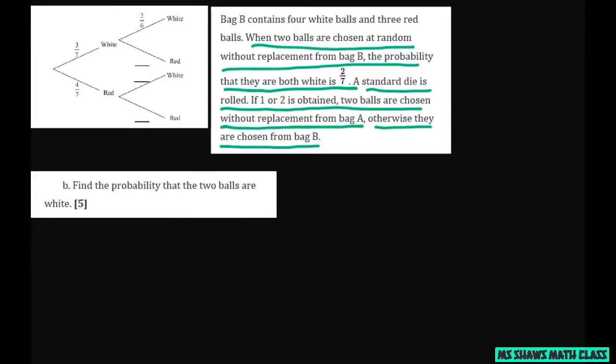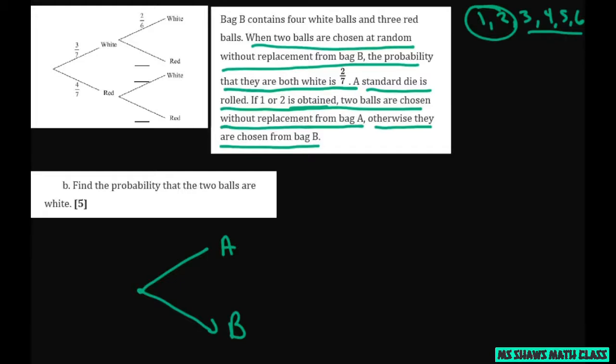So let's look at that. We're doing a die. A die has 6 sides. 1, 2, 3, 4, 5, 6. So if this is bag A, bag B. If a standard die, if a 1 or 2 is obtained, 2 balls are chosen without replacement from bag A. So that's 2 numbers out of 6. So that's 2/6. Otherwise, it's bag B. That would be 4/6.